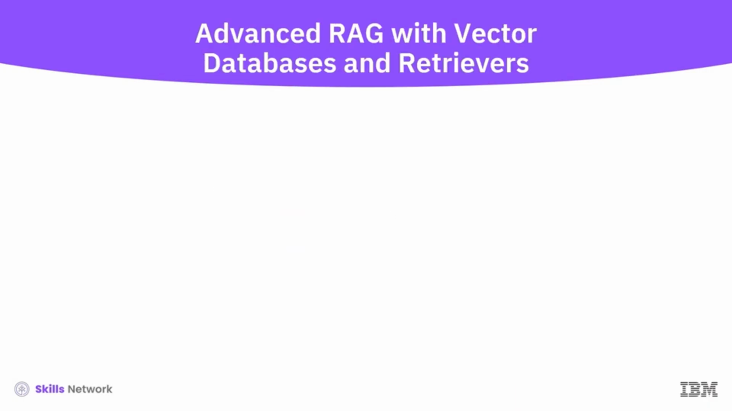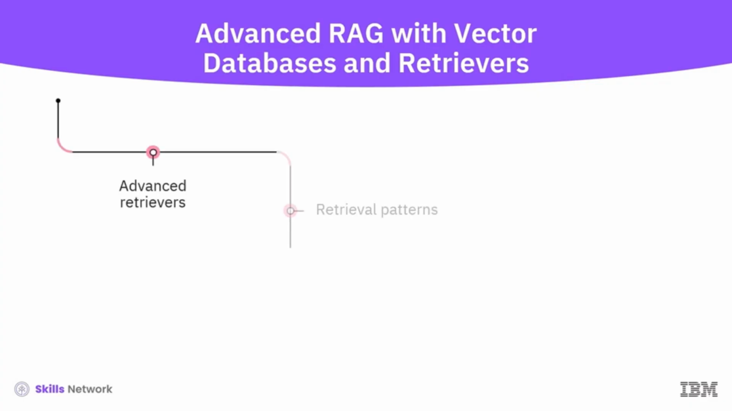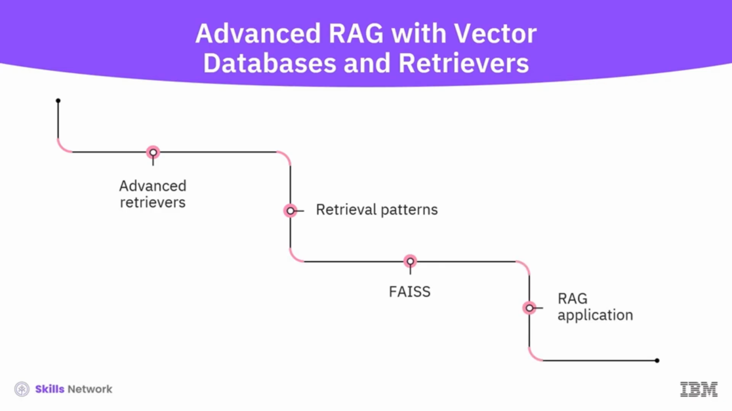The next course provides a deep dive into advanced retrievers and retrieval patterns, equipping you with the skills to implement and optimize retrieval strategies within a RAG system. You will work with FAISS, a powerful vector database used for efficient similarity search. You will also build a RAG application using FAISS, LangChain, and Gradio.